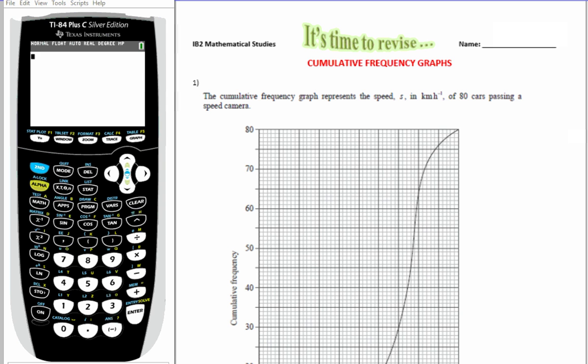To revise cumulative frequency graphs. These are pretty popular on exams as well, which is why I've given you a quick it's time to revise worksheet and video on this.